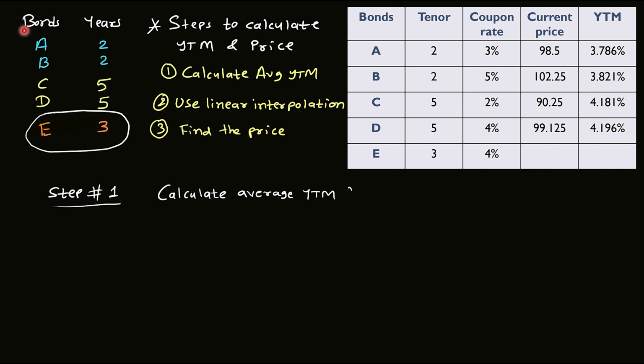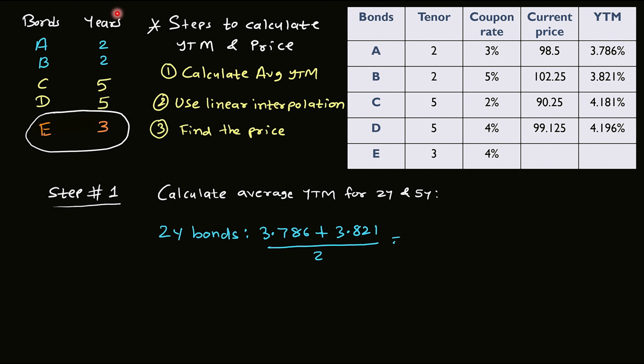Average yield to maturity for 2 years and 5 years. So we have the 2-year bond: 3.786 plus 3.281, and over 2, just find the average, which is going to be 3.8035. Remember, we can normally only have one 2-year bond available, but in our case we have 2 available, which is pretty good, so we can have more accurate information there.